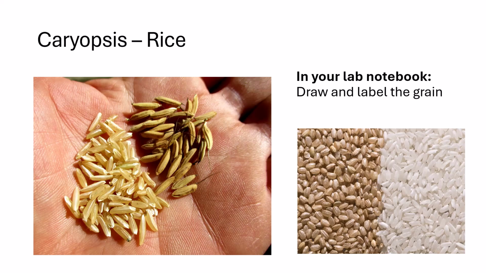As you observe the rice grain, remember that what we typically eat as white rice is primarily the endosperm, which serves as the nutrient storage tissue for the developing plant embryo. In your notebook, draw and label the grain.